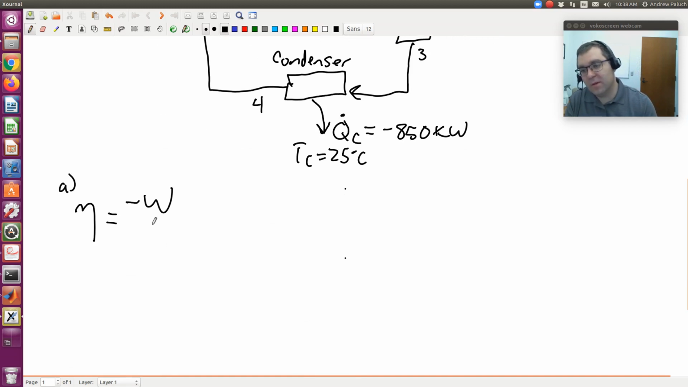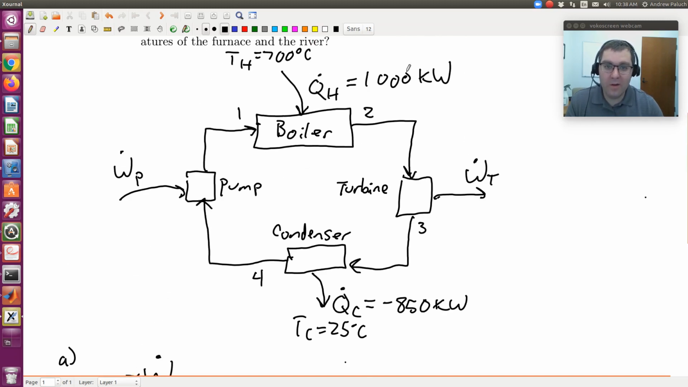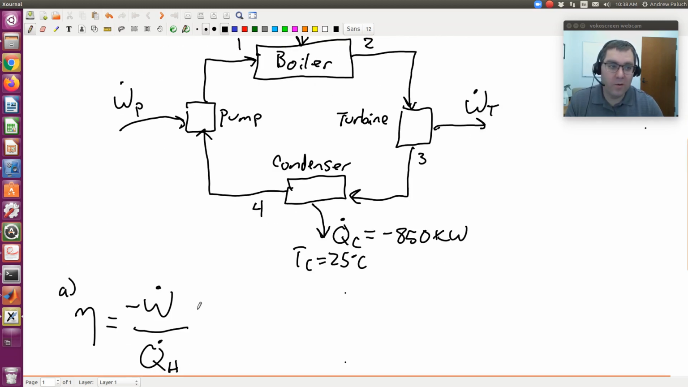Okay, so my desired output is the net work produced by my system. I'll write it as a rate in this case. And then my required input is the heat required in my boiler. So desired output over required input. Now looking at the problem, we're given Q dot H, but I don't know W dot.